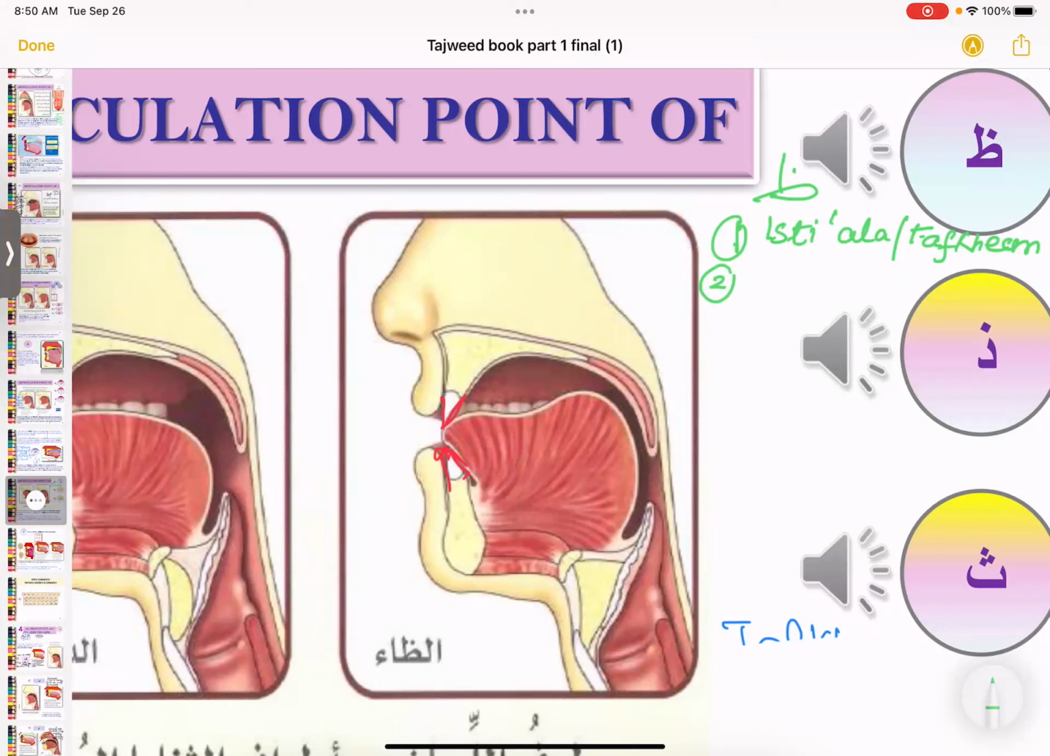The second thing you note is that in Dal there is running of sound. So there is no place where the sound is stopped. Okay, the sound is running.